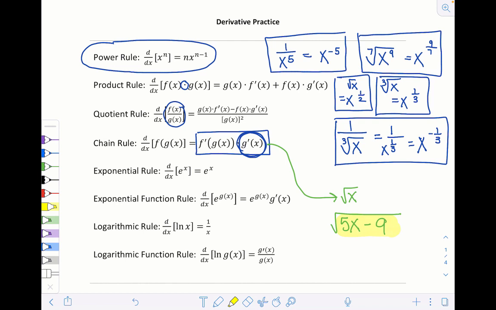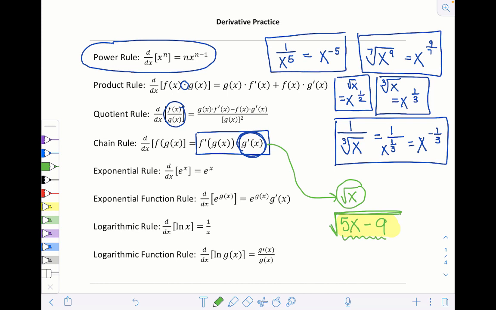rule, which is where you look at the outside part, in this case the square root, and you take the derivative as though it were square root of x, and then the extra step is to multiply by the derivative of that more complicated piece, or that inside piece, which in this case would be the derivative of 5x minus 9. I know I'm not exactly going over the example now, but I will go over a couple of examples of how to use the chain rule.